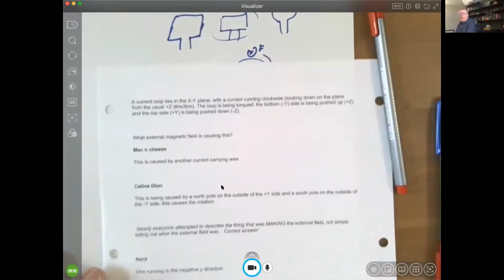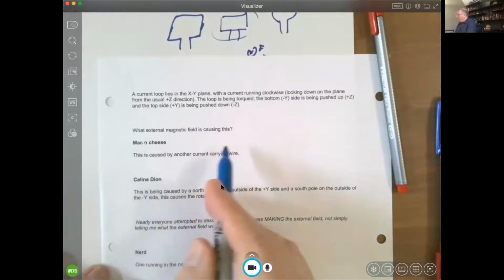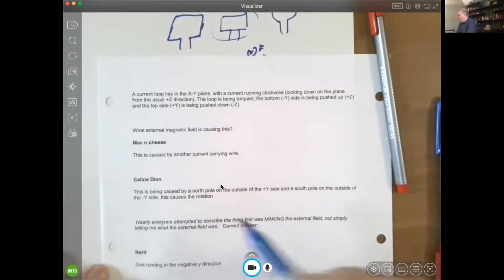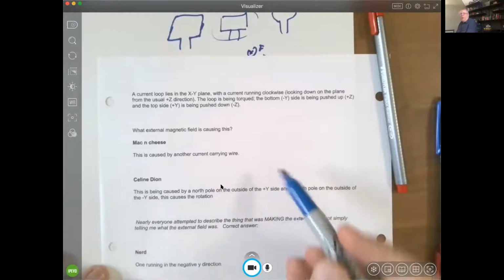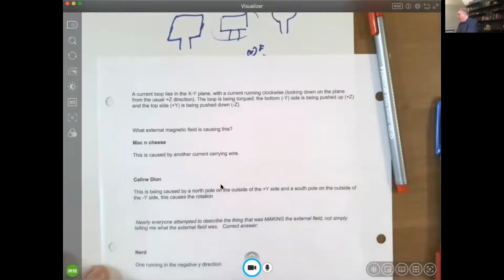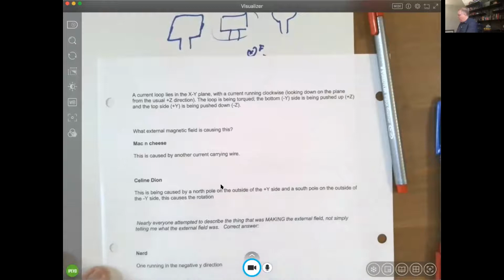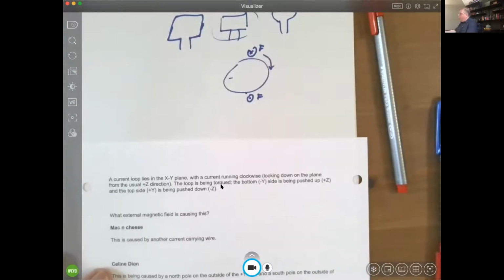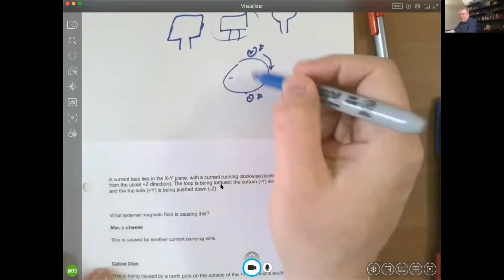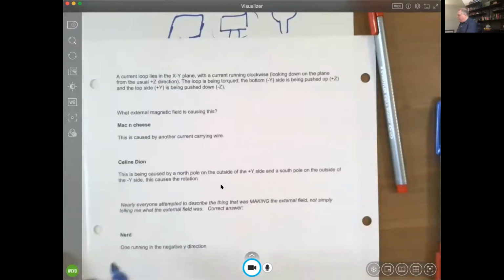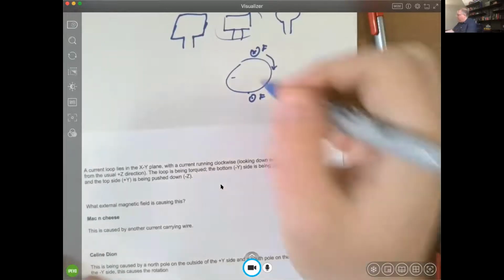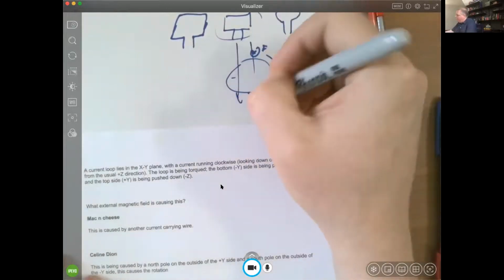So the question I asked was, what external field is causing this? And a couple of people answered stuff like, is this being caused by another current carrying wire, or by 2 wires or a magnet or something? But I didn't want to know what's creating the field that's making it do this. I just wanted to know what the field was. And Nerd got this right. This is the field running in the negative y direction. So in this case, the magnetic field will be running this way.